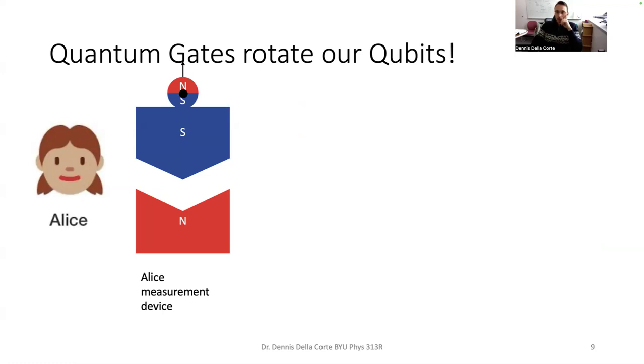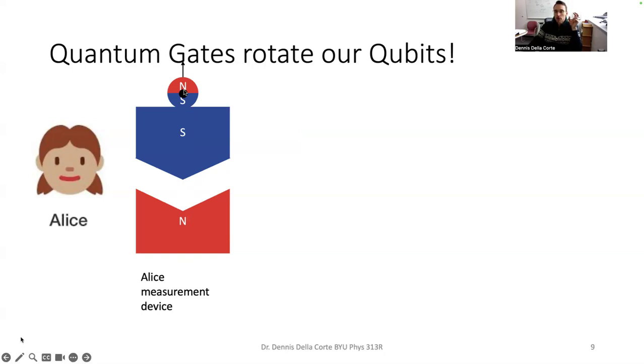Great. Now let's talk about quantum gates. What does a quantum gate do? A quantum gate is effectively like a measurement. It just rotates our qubits. So if we have, for example, Alice that sends a qubit, like an electron with a spin, through a magnetic field, that electron will either be deflected up or down. There's a certain probability associated with each of them.